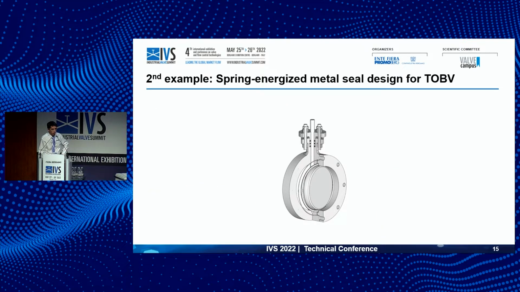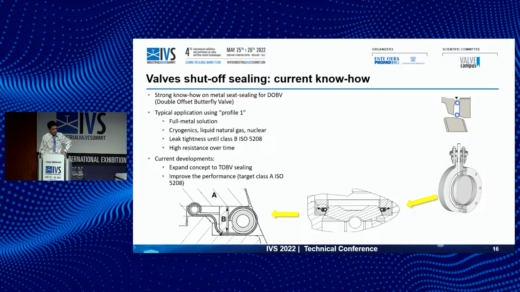So the second example is not less dedicated to fugitive emission. It's a spring-energized metal seal design for a triple offset butterfly valve. In this case, we have a little bit different situation. The motion is not continuous, so we are going to open and close the valve. Here the goal is really to have something which is repeatable, and we have to conserve the performance over time, operation after operation.